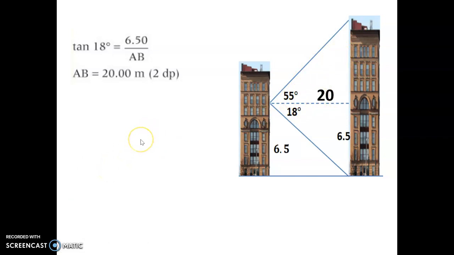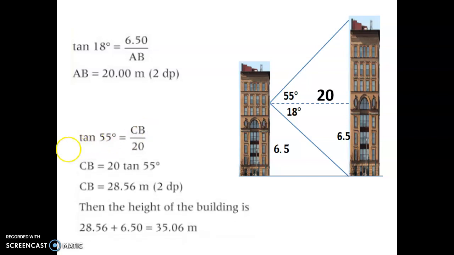Okay, so which trig ratio would you use here? That is a tangent again. We're going to do opposite over adjacent. So now we're looking for this opposite side. We know this 20 now is our adjacent. Solving that, we get 28.56.